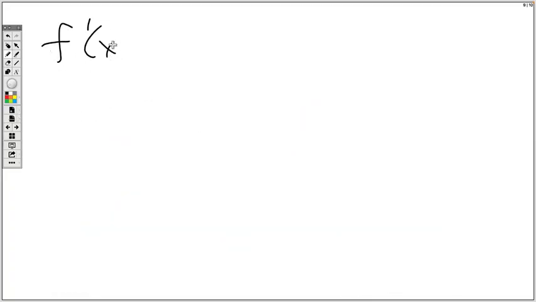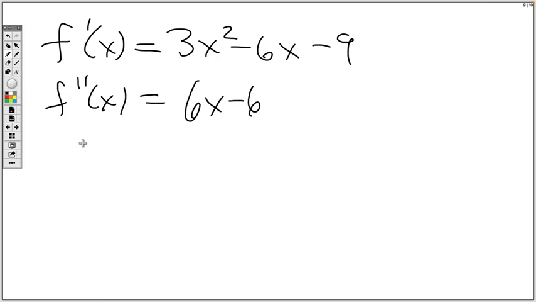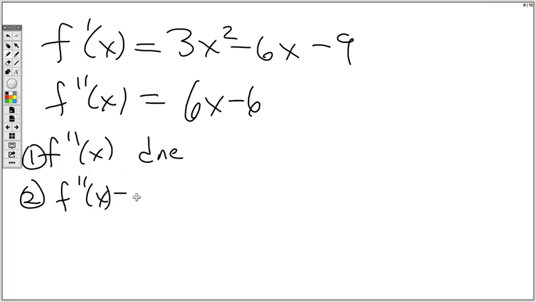Okay, let's move into the second derivative. So let me record our first derivative again. Now let's move on to the second derivative. And what is the second derivative there? Six x minus 6. And once again, we're going to make a sign diagram for this. So we need to know where the second derivative does not exist. Then we look for where the second derivative is equal to 0. And then we make our sign diagram by using test values.